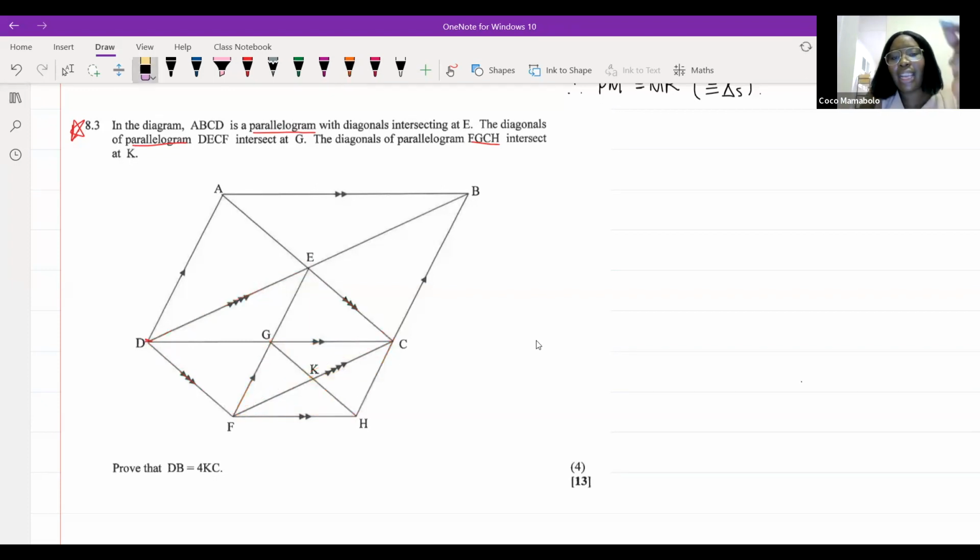Now, let's think about what it is that they want from us. Let's look at the question. The question says, prove that DB is equal to 4KC. Let's go map these two out. Let's go look for DB. This is DB, right? And they say that DB is equal to 4KC.